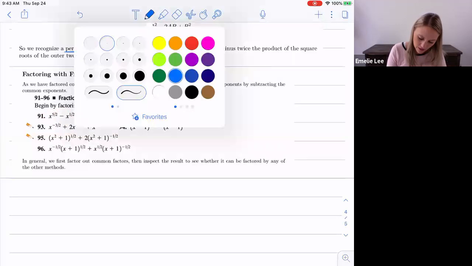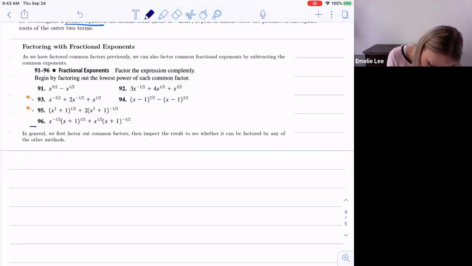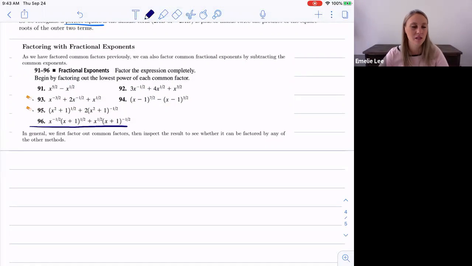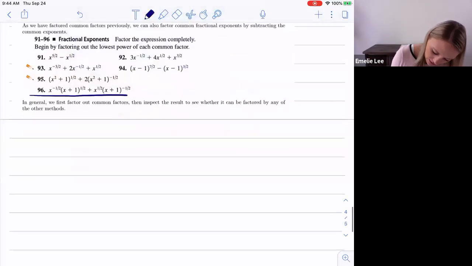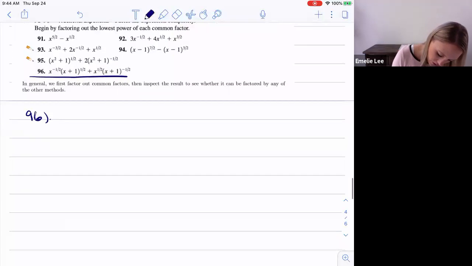So let's have a look at which one. Should we just do 96? Get into the groove. After that, everything will seem a little bit simpler, right? So let's see here. Like it explains here, begin by factoring out the lowest power of each common factor, right? And so we have to identify the lowest power of each of these things. So let's just write it out.